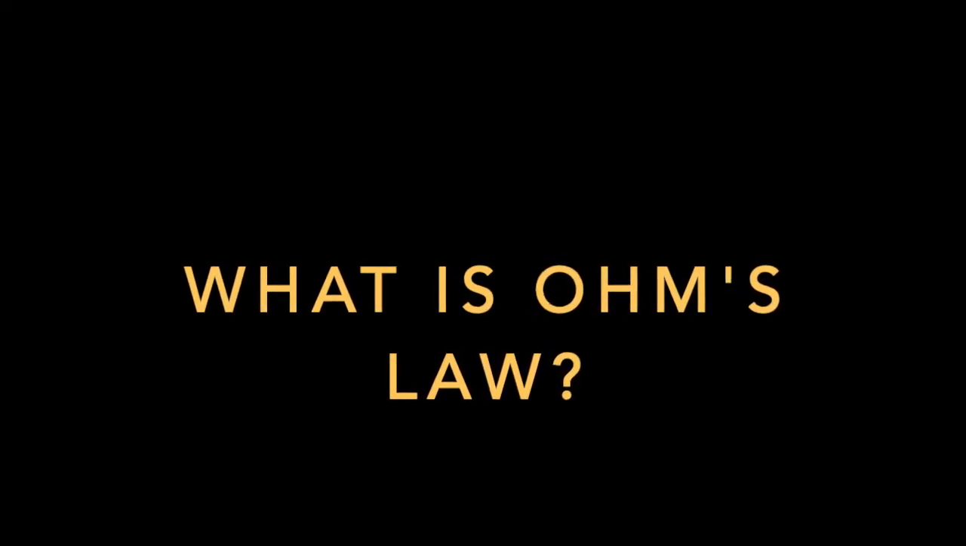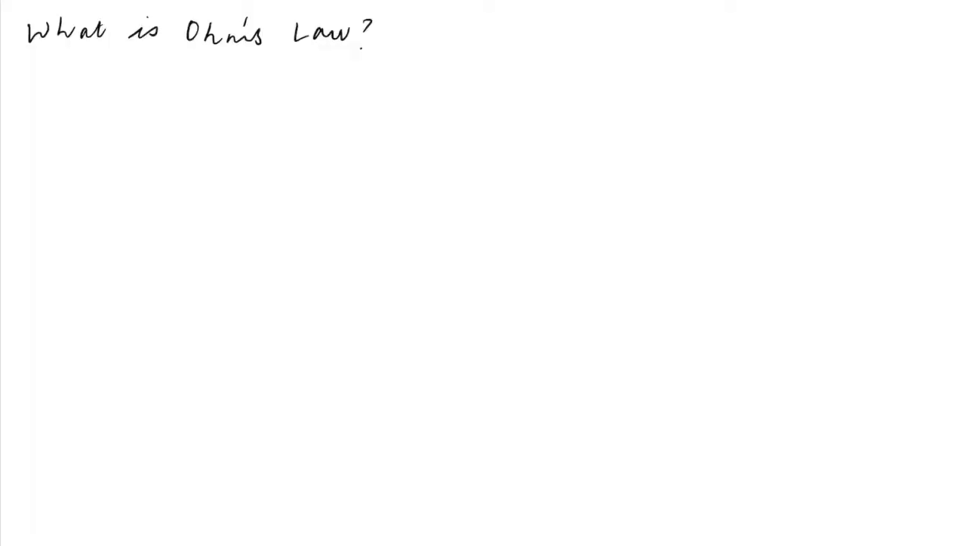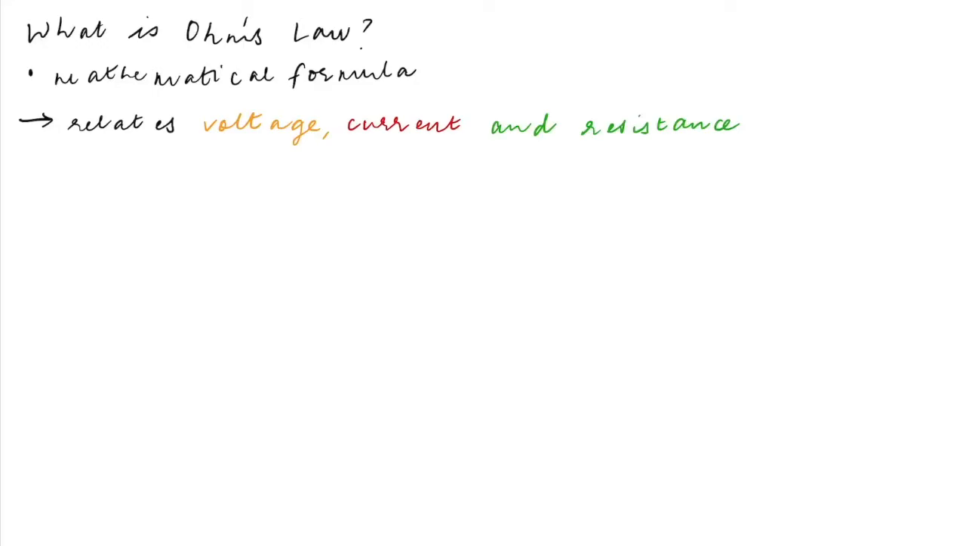So what exactly is Ohm's law? Like we said before, Ohm's law is named after German physicist George Ohm. Ohm's law is a mathematical formula which relates electric current, voltage, and resistance, which we said were the 3 major components that make up a circuit and metrics that we use to analyze a circuit.